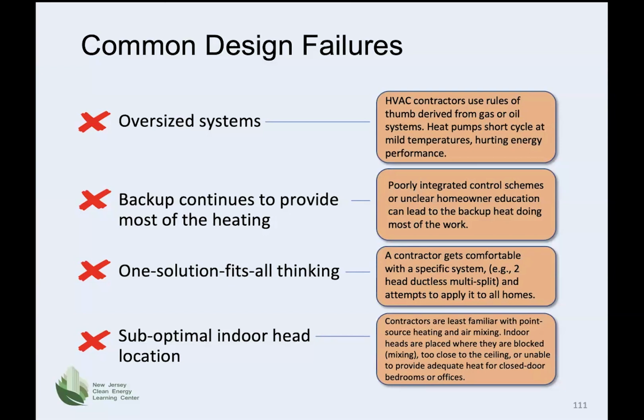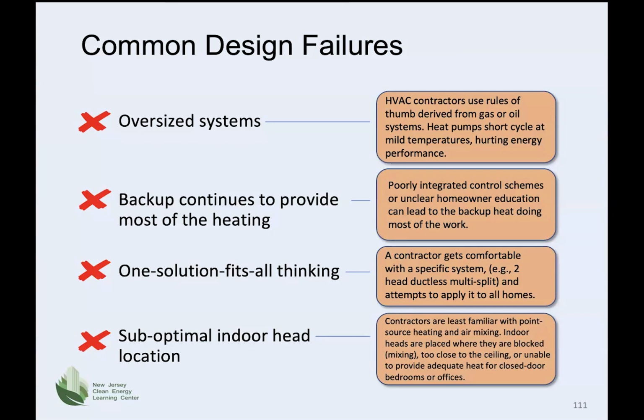The backup system, if that continues to provide most of the heating, is not providing the design intent. This can result from poorly integrated control schemes, or the homeowner may not be informed adequately on how to operate the system, and it can lead to the backup heating doing most of the work. Then there's the idea that one solution fits all. Many contractors can get comfortable with a specific type of system, maybe a two-head ductless multi-split, and they attempt to apply that to all solutions. That is a common source of design failure.